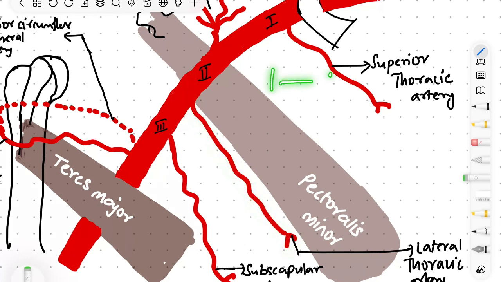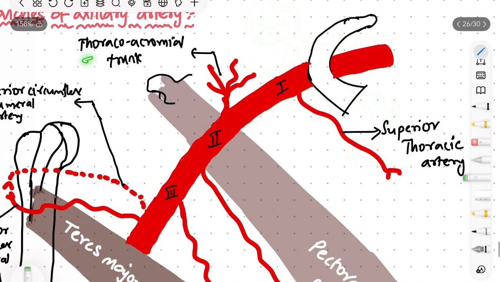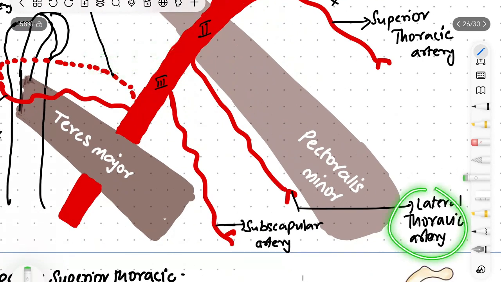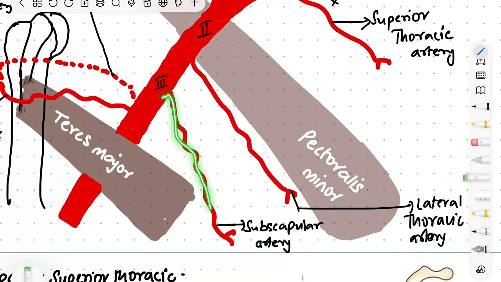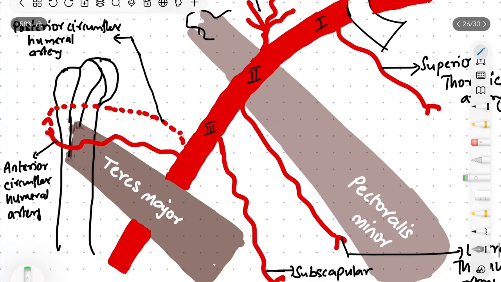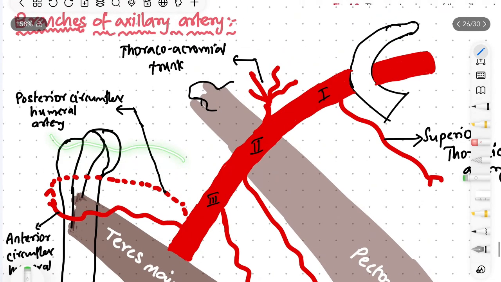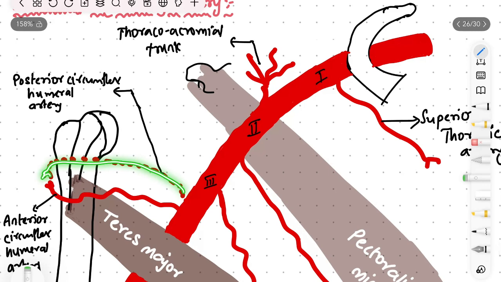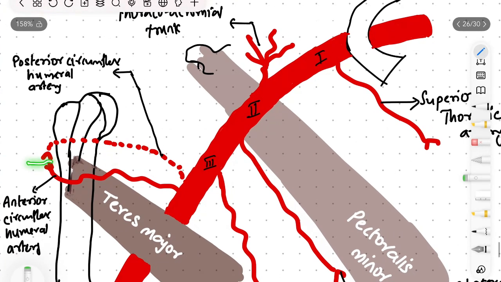Remember, from the first part there is only one branch, second part two branches, third part three branches. Easy to remember, right? So first part we have only one branch, superior thoracic artery. From the second part we have two branches, thoracoacromial trunk as well as the lateral thoracic artery. Whereas from the third part we have three branches: subscapular artery, the anterior circumflex humeral artery, as well as the posterior circumflex humeral artery. When there is a fracture of humerus at the neck, there is damage to this anterior circumflex humeral artery. So this is also one important point to be considered.